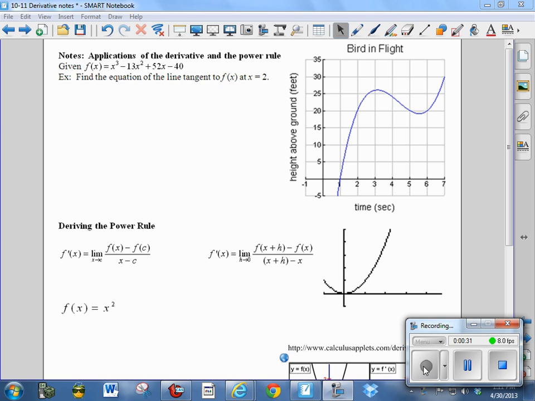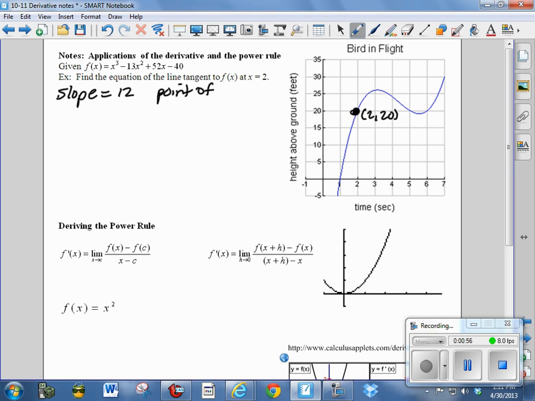So still looking at our bird problem and still looking at the derivative when x equals 2, we have this point as the point (2, 20). So I'm going to label that again. What is the equation of the tangent line? Well, if we know the slope of the tangent line and we know the tangent line goes through the point (2, 20), we have all the information we need to write the equation of the line. So slope equals 12, point of tangency is (2, 20), and use y equals mx plus b and write the equation of the line.